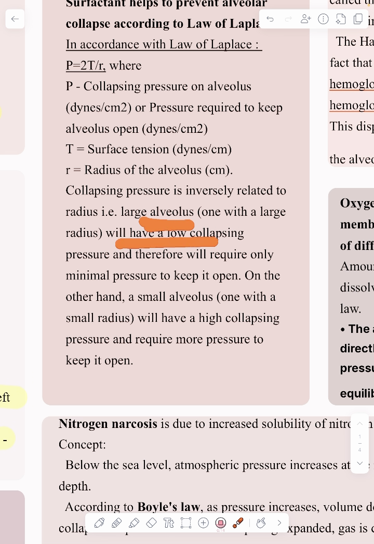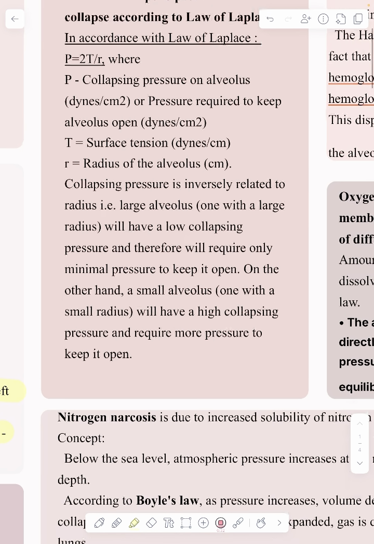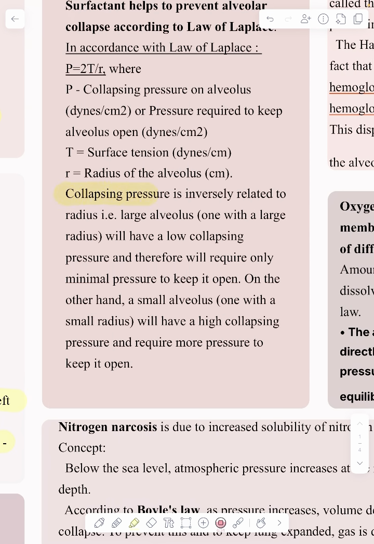A large alveolus will have a low collapsing pressure and therefore will require only minimal pressure to keep it open. On the other hand, a small alveolus will have a high collapsing pressure and therefore will require more pressure to keep it open. So here we have to remember that collapsing pressure is inversely proportional to the radius.